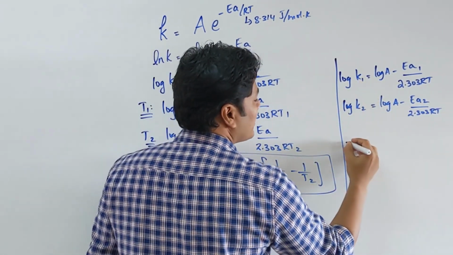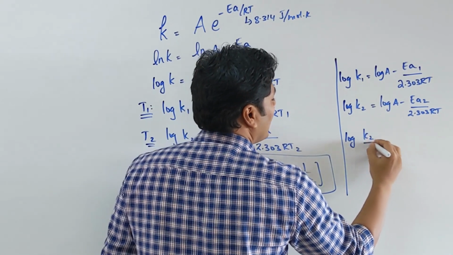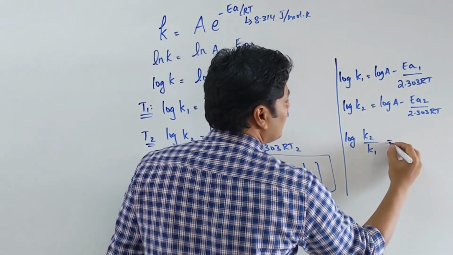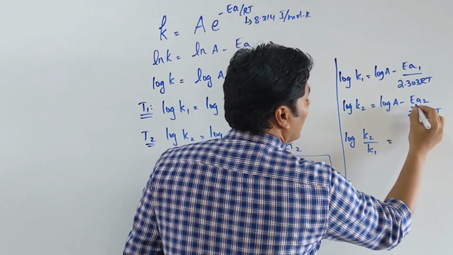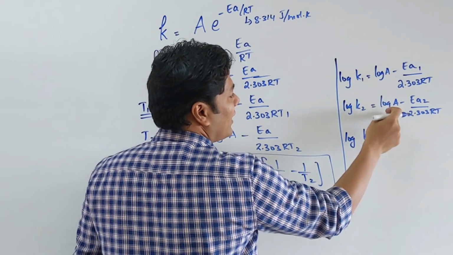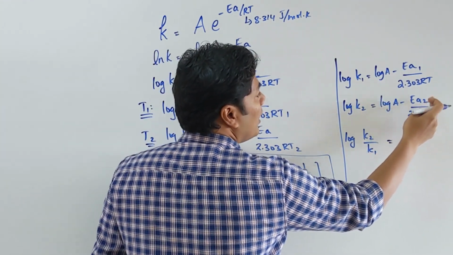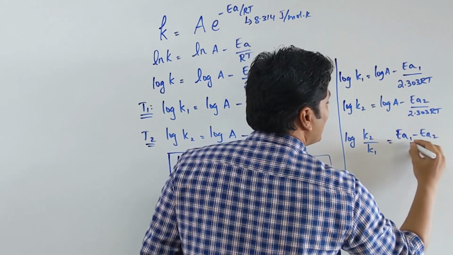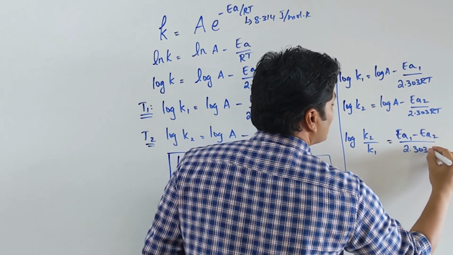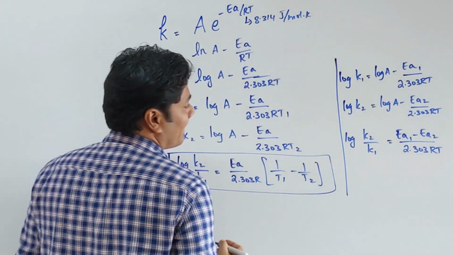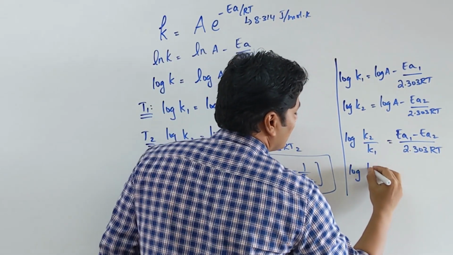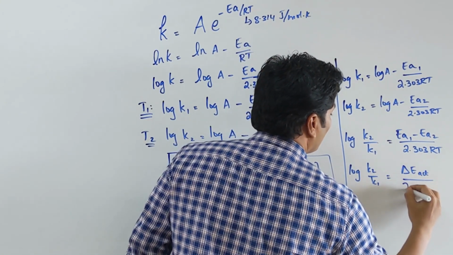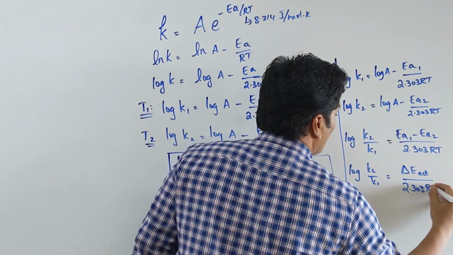Okay, now we can do one minus the other. I can get log K2 by K1, which means this minus this. Log A cancels, and minus EA2 minus of minus EA1 is EA1 minus EA2, divided by 2.303 RT. Maybe I can just write it down. Log K2 by K1 equals the change in EA divided by 2.303 RT.